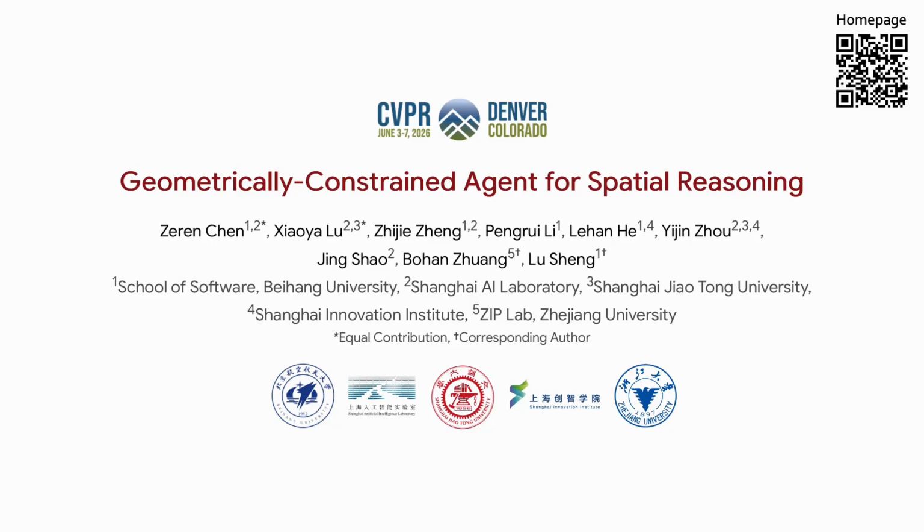Hello everyone. I am pleased to introduce our CVPR 2026 work, Geometrically Constrained Agent for Spatial Reasoning. We call the method GCA, short for Geometrically Constrained Agent. GCA enables more reliable and verifiable spatial reasoning across diverse benchmarks and VLM backbones.